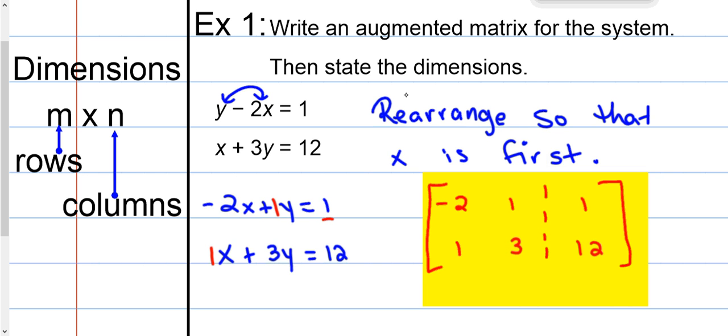So now it says state the dimensions. Dimensions are m by n, or rows by columns. Rows go sideways like pews. So we have 2 rows here. Columns are like the pillars on a porch. They go up and down. We have 3 of those. So our dimensions are 2 by 3. All right, and that's all there is to that type of problem right there. That's kind of just getting us started.